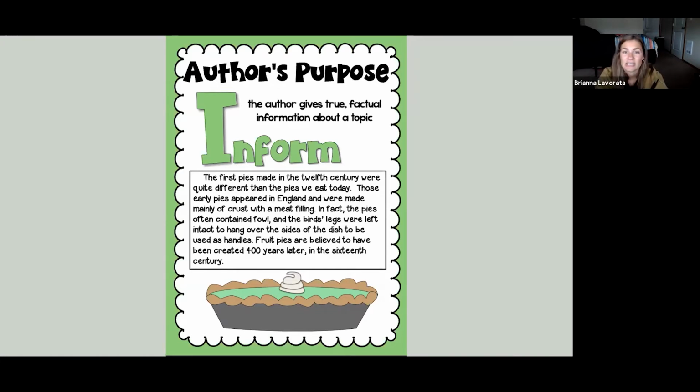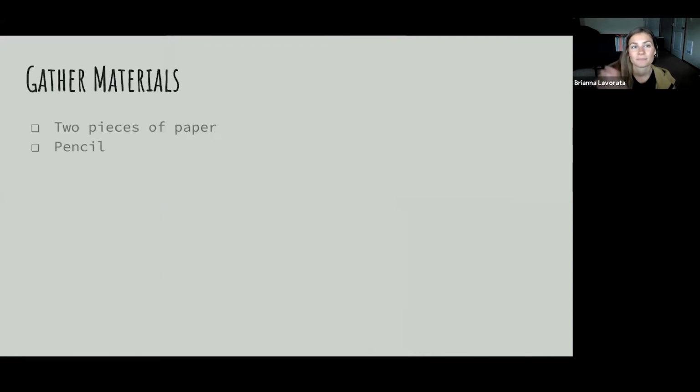And it's very interesting that they talked about birds' legs being left intact to hang on the sides of the dish. This is probably to use as handles for the pie. So these are some very interesting facts, right, that I never would have known unless I read this little passage. Now I would like for you to gather some materials. I'd like for you to gather 2 pieces of paper and 1 pencil. Pause this video, gather those materials, and when you're ready, go ahead and join us back for a lesson.